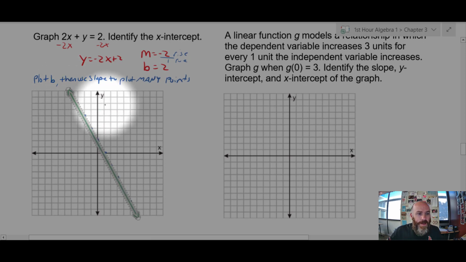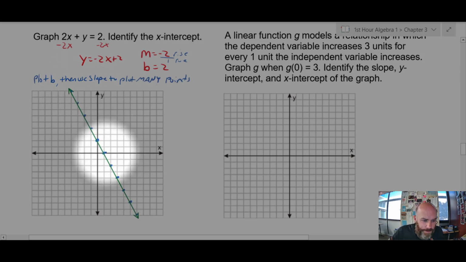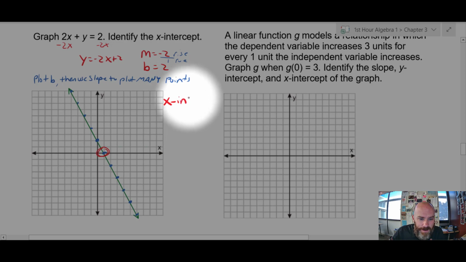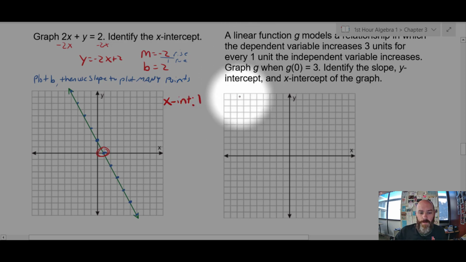There we go. Oh, it's not quite there yet. Almost. Boom. There we go. And then the x-intercept is right here. So I can write down that the x-intercept is the point 1, or you can write down the point (1, 0).